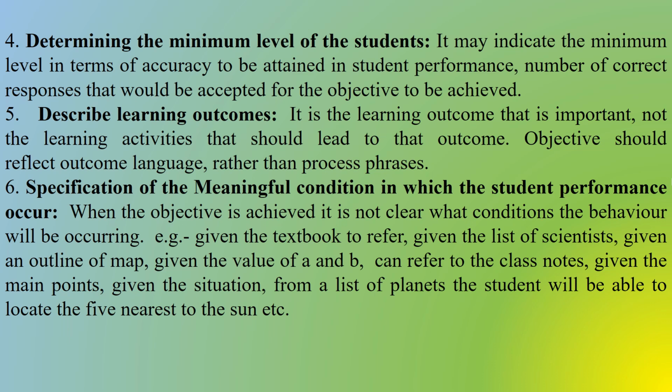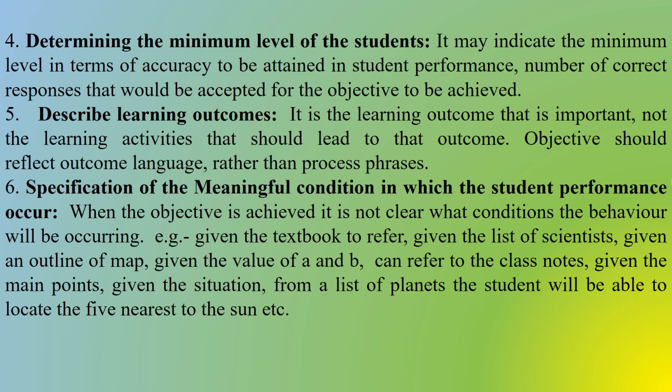Determining the minimum level of the students. It may indicate the minimum level in terms of accuracy to be attained in student performance, the number of correct responses that would be accepted for the objective to be achieved. The term minimum is used because the teacher will not expect all the students to achieve the same level, as there are individual differences.